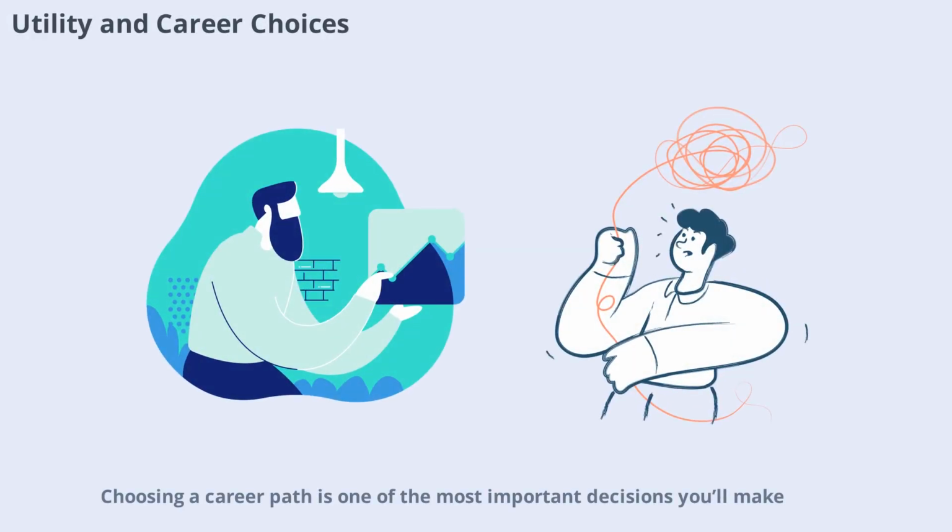Choosing a career path is one of the most important decisions you'll make. Utility-based decision-making helps you weigh factors like salary, job satisfaction, and work-life balance. By considering the utility of each option, you can choose a career that aligns with your values and aspirations.